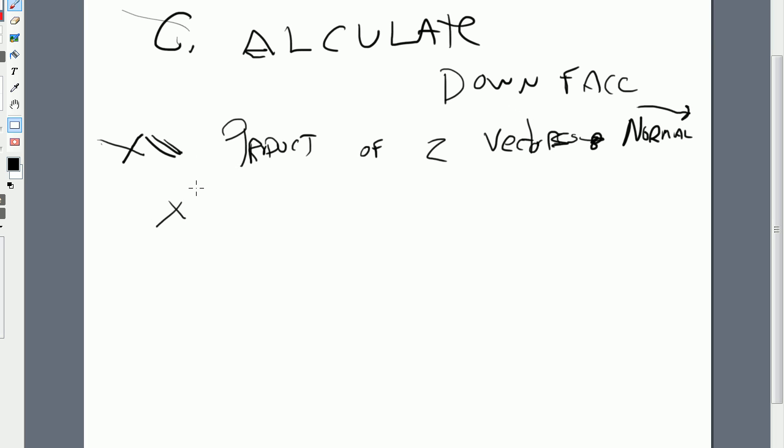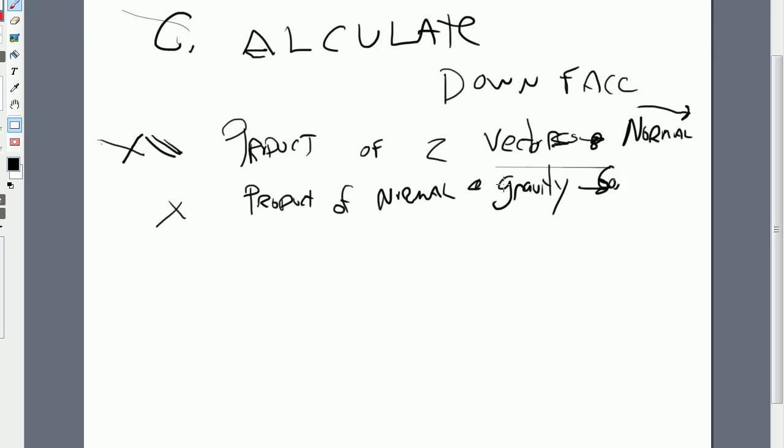And then you take the cross product of the normal and gravity. And that gets you a contour vector. Contour. In other words, something that's got zero change in the z.